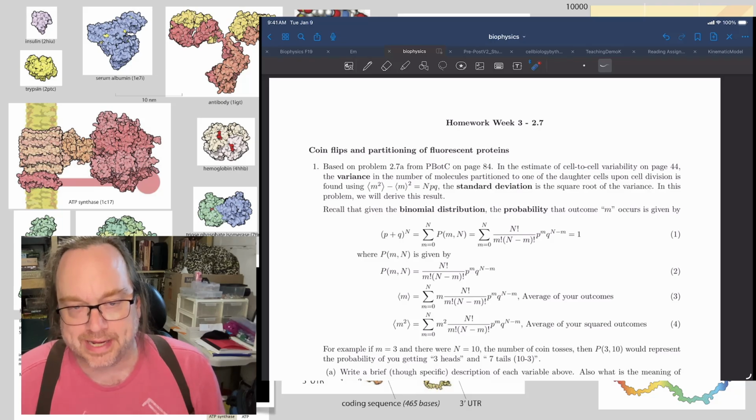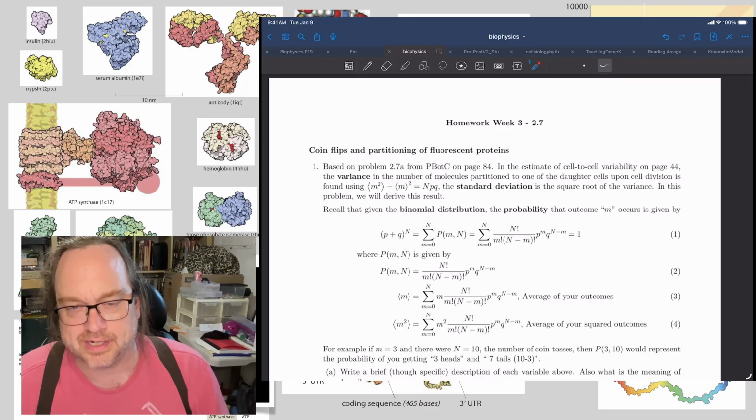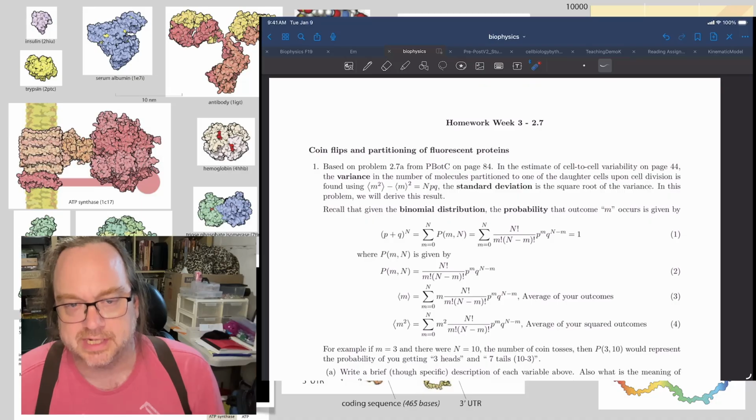Now, why do we care about it? Well, we care about it because of cell division. As it turns out, when a cell is dividing, it's splitting up its proteins and its other components as well. And how many proteins go to one cell or another cell turns out to follow the binomial distribution.